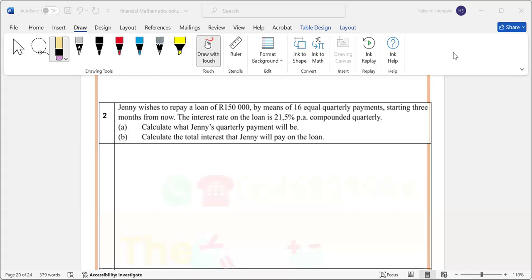So they say Jenny wishes to repay a loan of 150,000 by means of 16 equal quarterly payments, starting 3 months from now. It makes sense: if it's a quarterly payment, you're supposed to start 3 months from now. Now, I want you to be aware of this. If this was not compounded quarterly, and then you start 3 months from now, this is a different question. It's what we call a delayed payment.